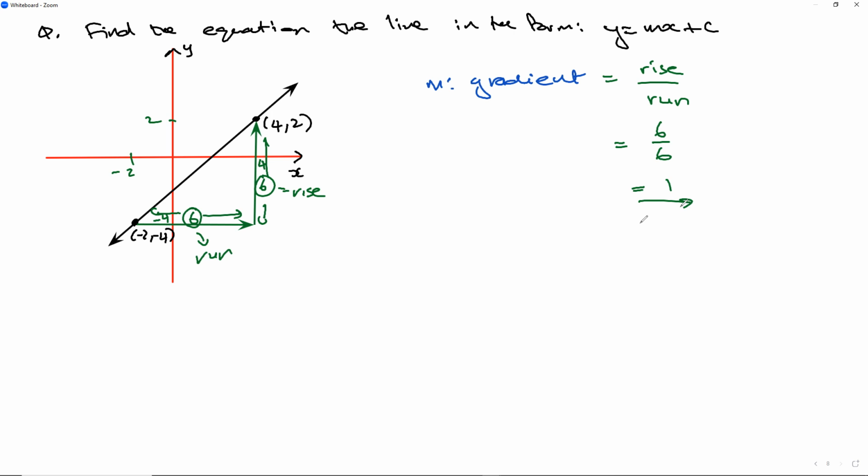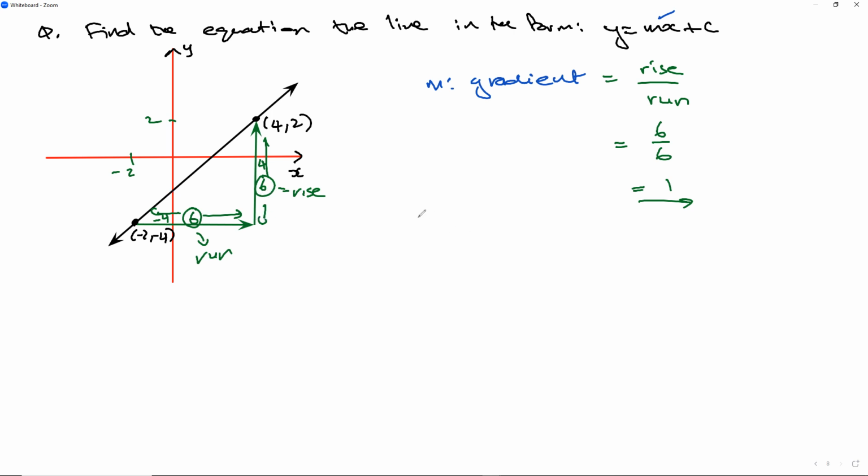All right, now this is my gradient. 6 over 6 equals 1. Done with the first part. All I need now is my y-intercept. I can't seem to see my y-intercept. It's not there. I need to find this y-intercept. I need to locate it. The location of this y-intercept means that I have to do something.